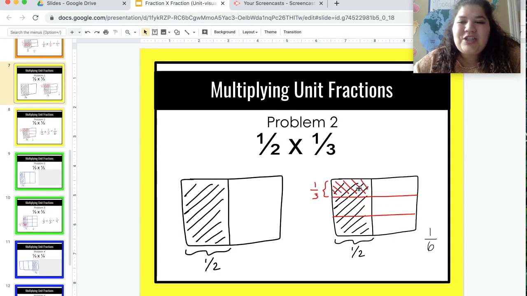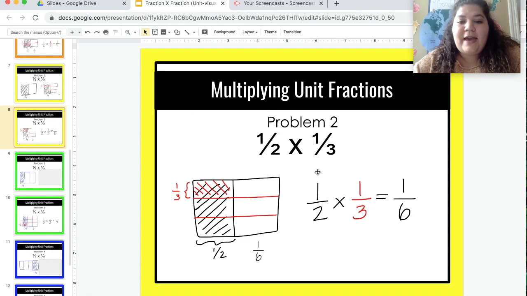You're only going to shade in the part that's already been shaded before, because that's the brownie that exists. We're not going to shade this part of the pan because that part of the pan is empty. And now we can see how many pieces are double shaded. 1, that's our numerator. And then how many do we have total? 6. Now let's look at it numerically. If I have 1/2 times 1/3, it's going to equal 1/6. And we can see that in the picture and when we multiply the numerators and the denominators.